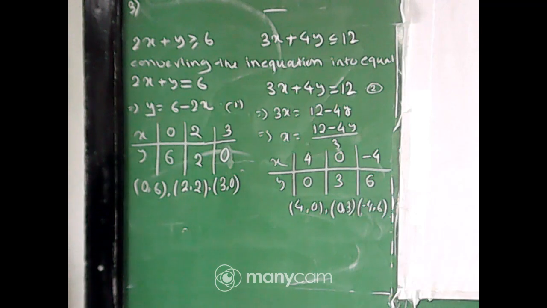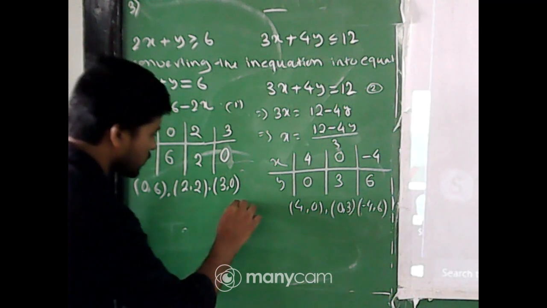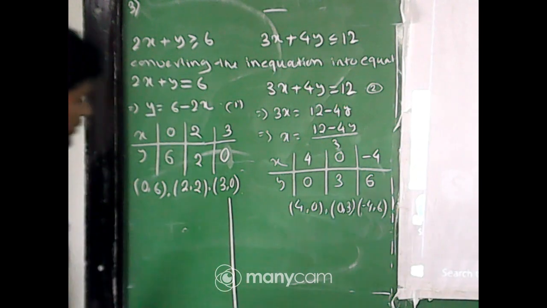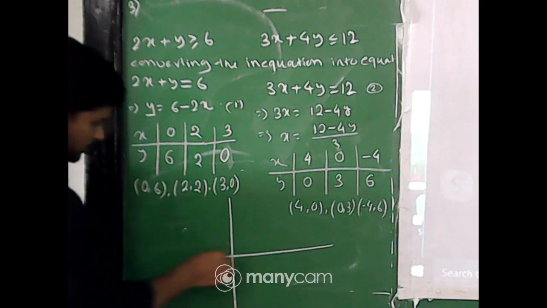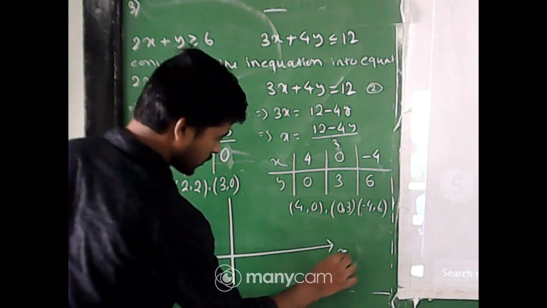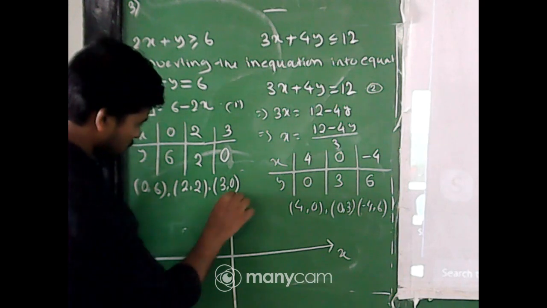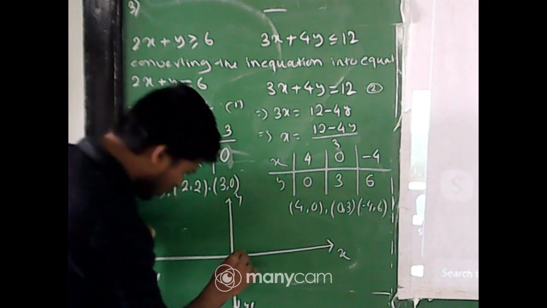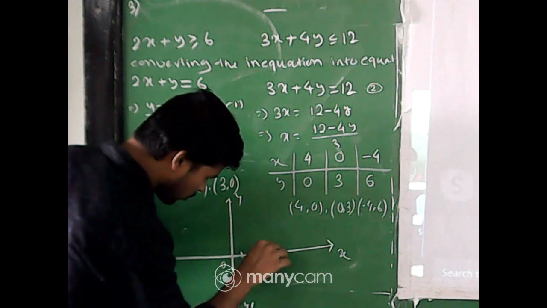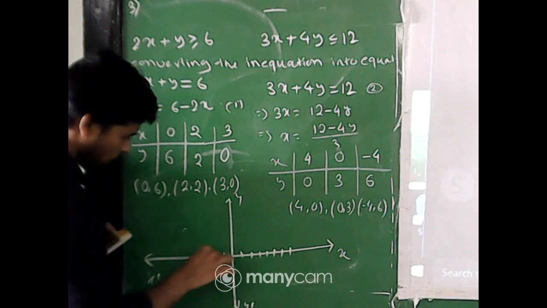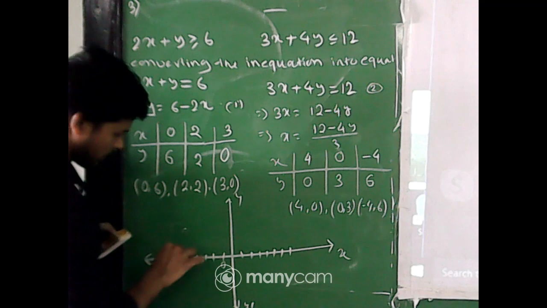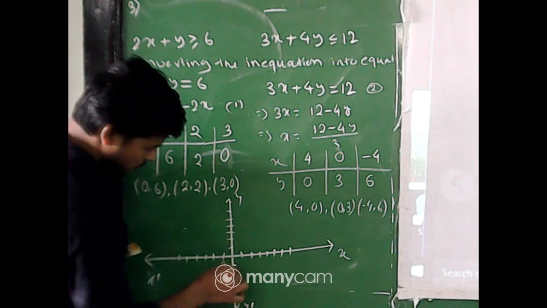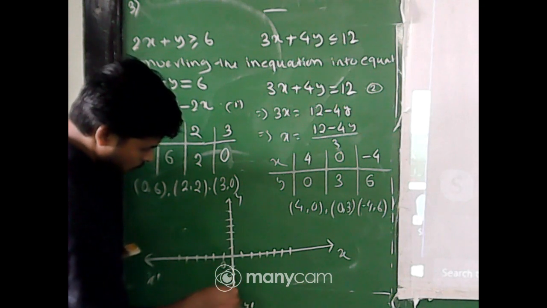Now we'll draw the graph. Okay, so let us consider a set of rectangular axes. Let this be our y axis and let this be our x axis. This is the x axis, x dash axis, this is y and that is the y dash axis. This is the origin. Now we'll take 1, 2, 3, 4, 5, 6, 7 and 1, 2, 3, 4, 5, 6 on each axis.